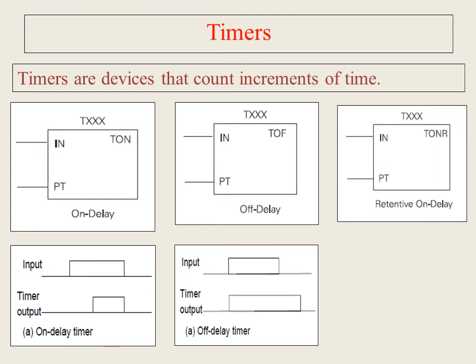Then the third timer is the retentive on delay, that is TONR. As the name suggests, it is retentive, so it retains the previous value, and from that previous value it will run. It holds the time, or accumulates the time, and it will run. So that is the retentive on delay timer. Okay, so we stop over here. Thank you.